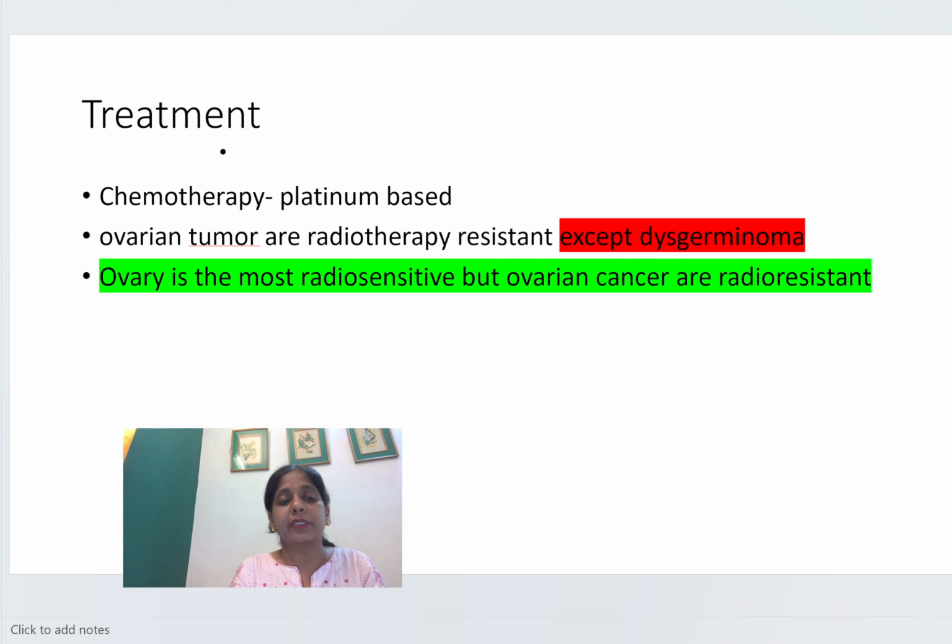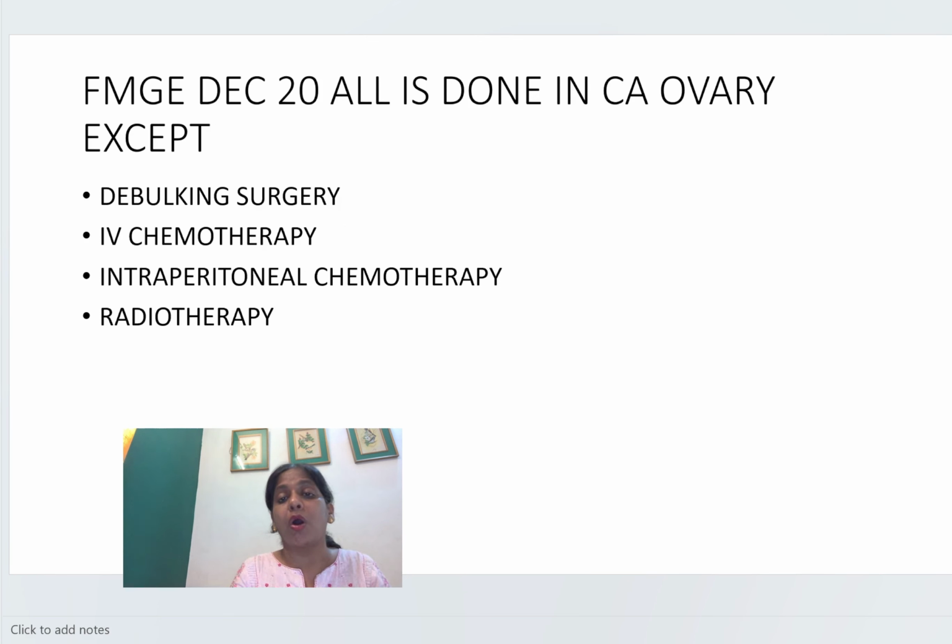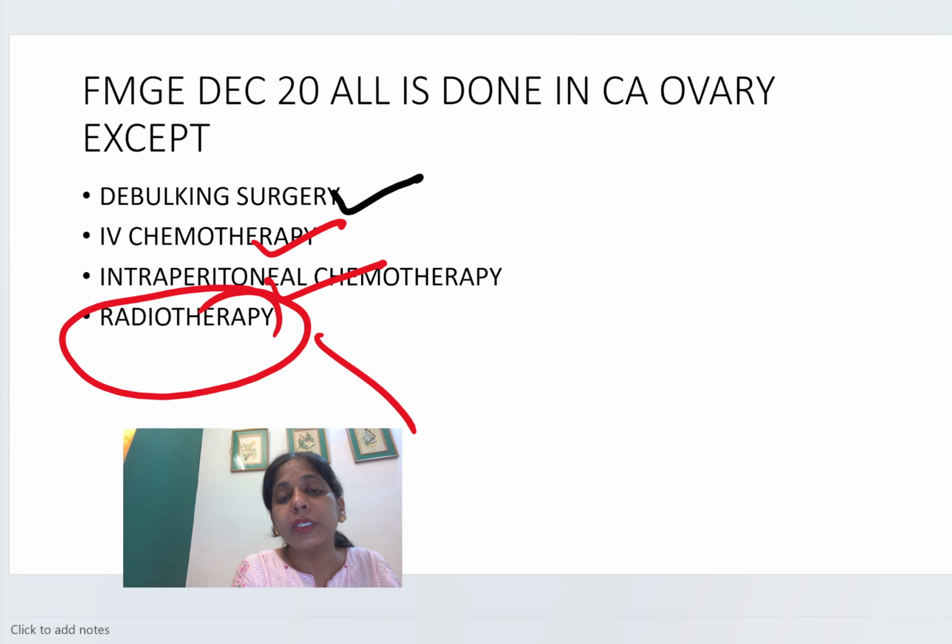Now the last slide has come from the FMGE December 2020. All is done in CA ovary except what? Debulking surgery we do it, and IV chemotherapy we do it. Yes, chemotherapy is the treatment because already we have done the surgery. Then left is the chemotherapy. Intraperitoneal chemotherapy, yes, we do it. Radiotherapy, this we don't do because the ovarian tumors, they are radio resistant.